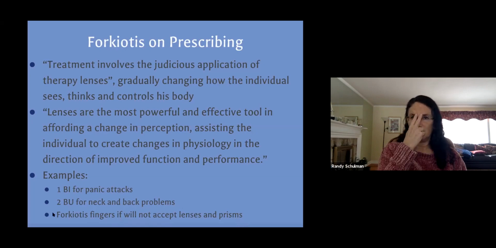He would also just do this. He called it Fortuitous Fingers. This was his test to see if binasals would work. So if you do this and it feels better, then he would add binasals to it. I like it, actually. When I feel stressed, especially after looking at a screen for a while, I'll just kind of do this and it actually feels calmer.